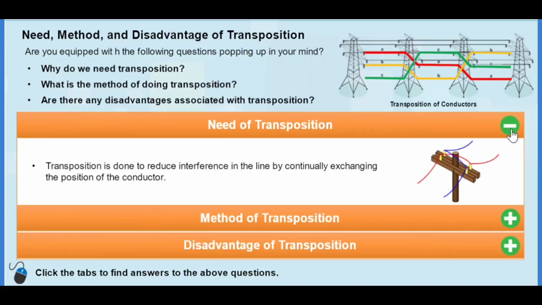The inductance of an unsymmetrical line causes voltage drops even if the voltage is in a balanced condition. Because of the induced voltages, the magnetic field exists in the conductor, which causes interference in the line. This can be reduced by continually exchanging the position of the conductor, which can be done by transposition of the conductors.